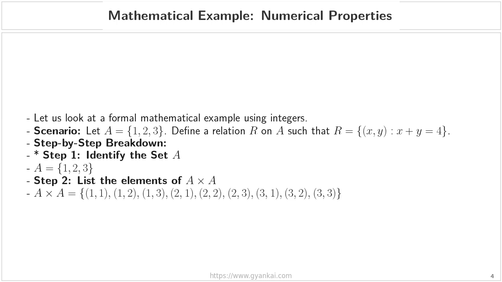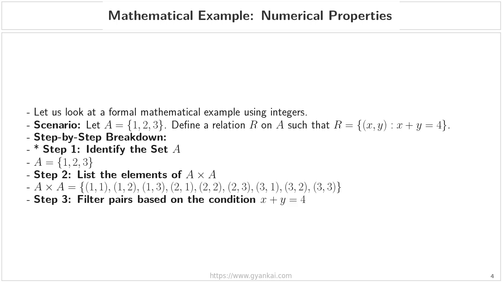Step 2, we need to list all the elements of the Cartesian product A times A. As we learned earlier, this means every possible pairing of the elements from our set with themselves. So we list them out: (1,1), (1,2), (1,3), (2,1), (2,2), (2,3), (3,1), (3,2), and finally (3,3). Step 3, this is the most important part. We filter these pairs based on our condition, which is that x plus y must equal 4.